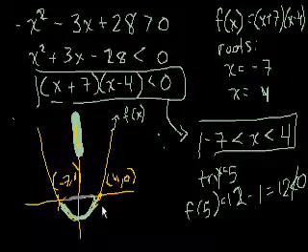And you're probably saying, well, Sal, how come I don't include the roots? Well, at the roots, f of x is equal to 0. So if this was less than or equal to 0, then the answer would be negative 7 is less than or equal to x is less than or equal to 4. I hope that gives you a sense. You pretty much just have to try a number in between the roots and try a number outside of the roots, and that tells you what interval will make the inequality true.